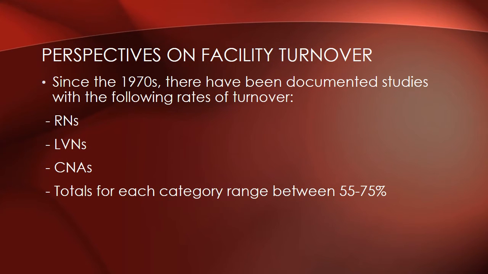Since the 1970s, studies for turnover in long-term care facilities have been done for nurses, for RNs, LVNs, and C.N.A.s. The totals of these categories range from 55 to 75% turnover. It's more than half of our staff. So we definitely want to do a better job when you get to your new facility. Ask about turnover rates and do your best to attempt to decrease turnover to maintain better quality of care for delivery of your residents.